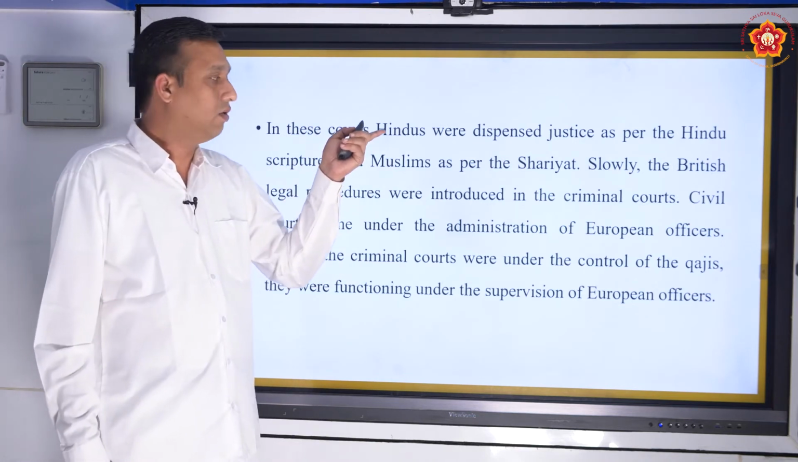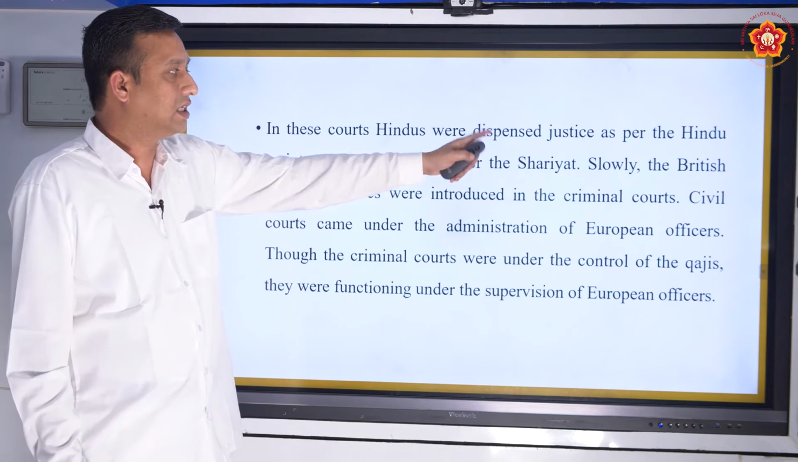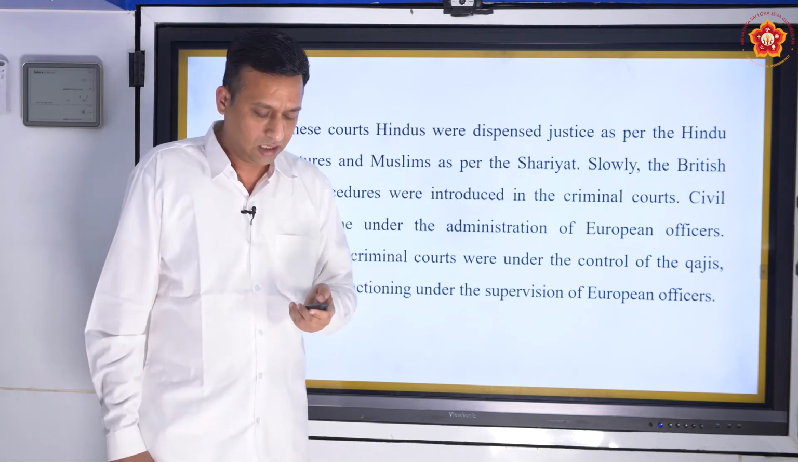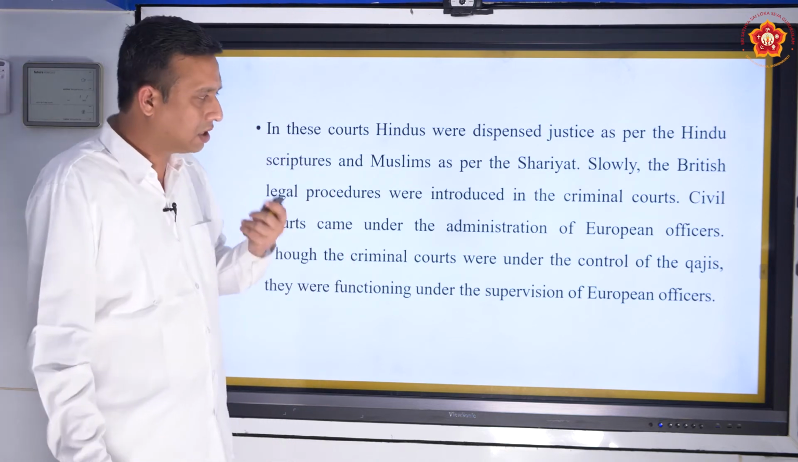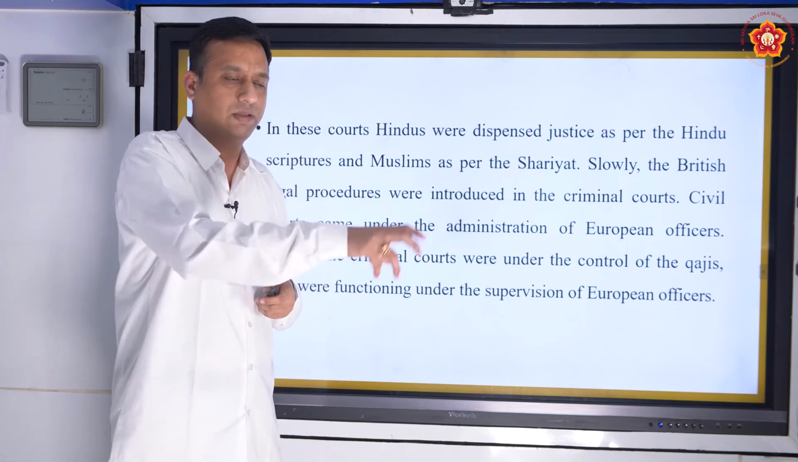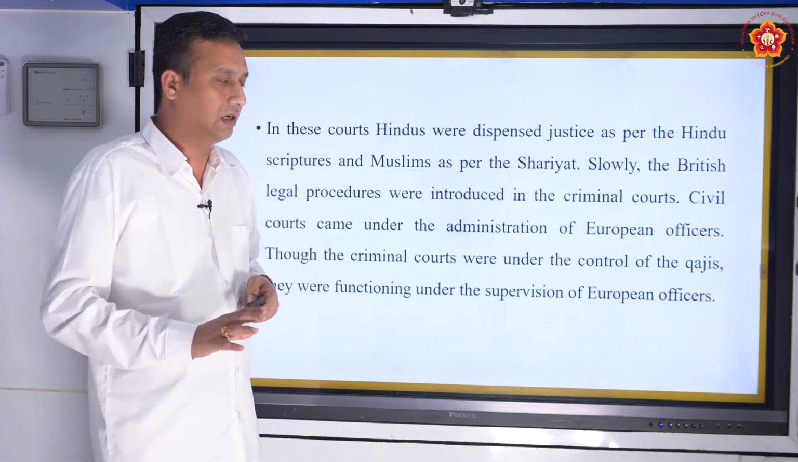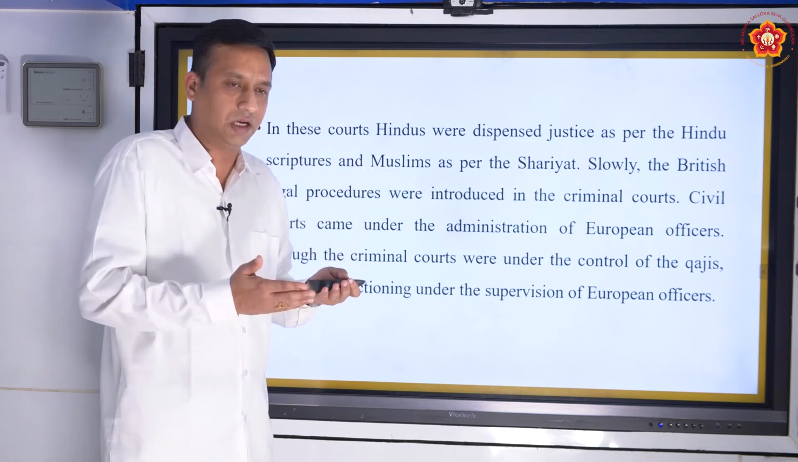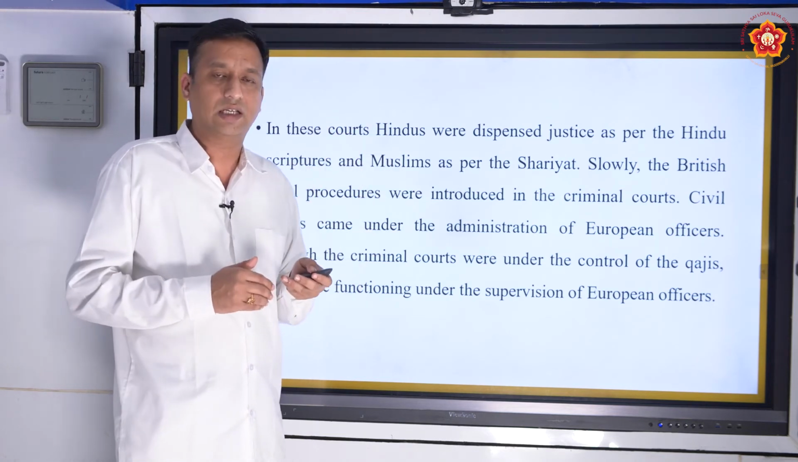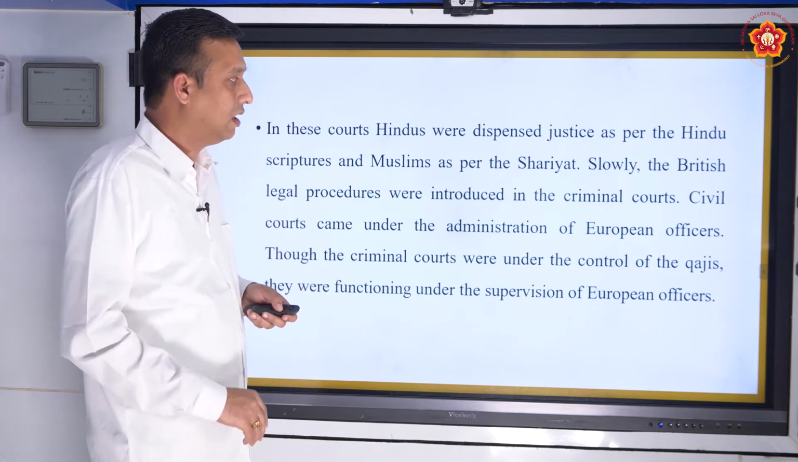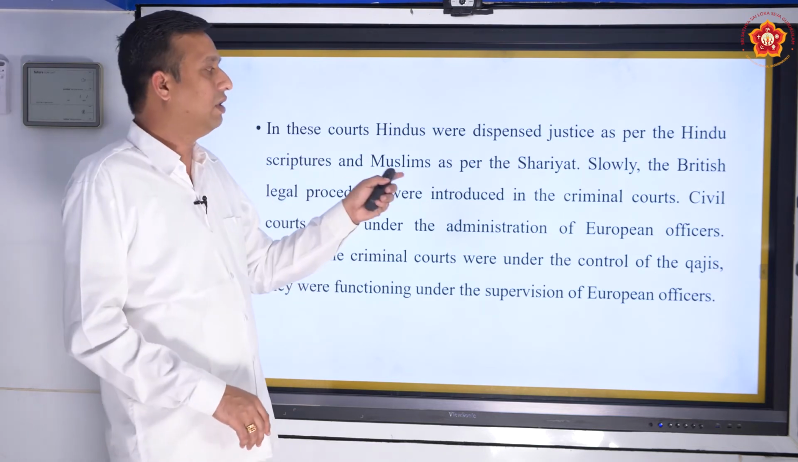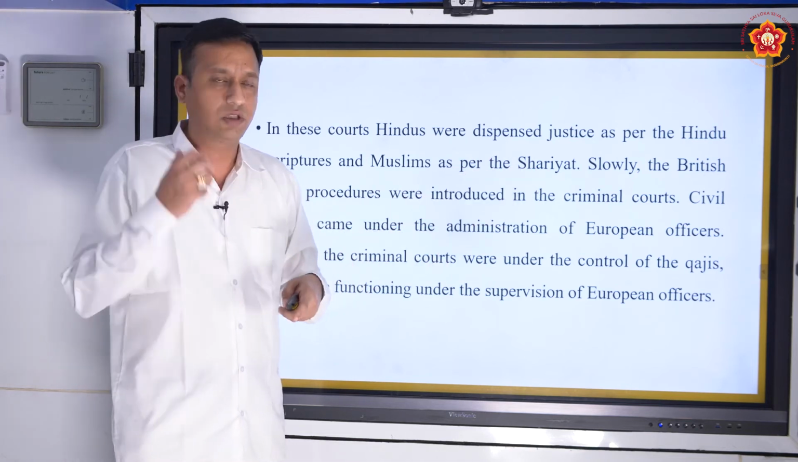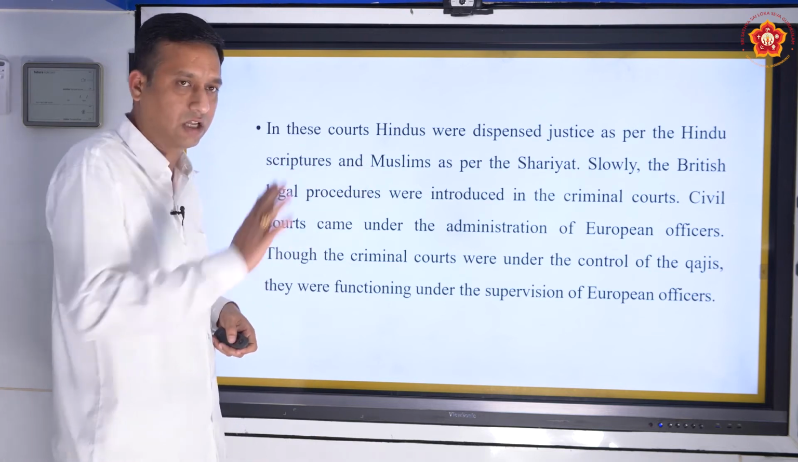In these courts, what was happening? Hindus were dispensed justice as per the Hindu scriptures and Muslims as per the Shariat. Hindus had the Manu Dharma Shastra or Bhagavad Gita, and based on that, for a particular crime, a particular punishment would be given. If a Muslim commits a mistake, the punishment will be based on Shariat. Shariat means Islamic law.